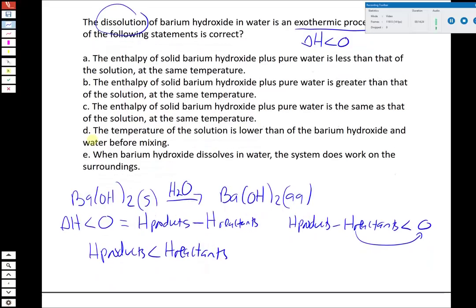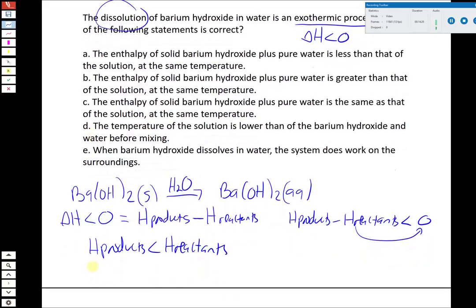So the products in this case are going to be the solution, aqueous barium hydroxide. The reactants are going to be the solid barium hydroxide plus the water that we're dissolving in. So again, this is our initial state, solid barium hydroxide, our final products are the dissolved solution. So we want the one where the products are smaller than reactants.